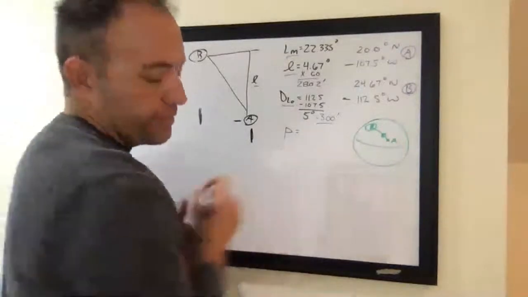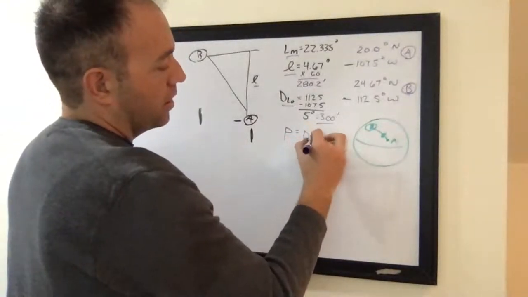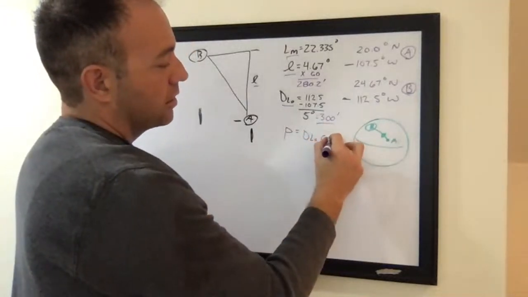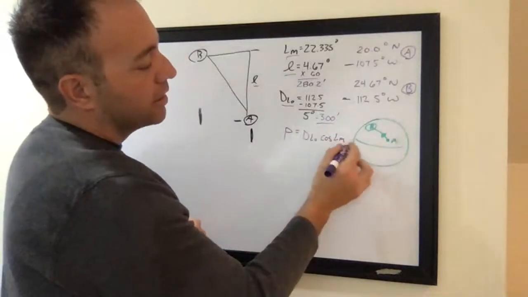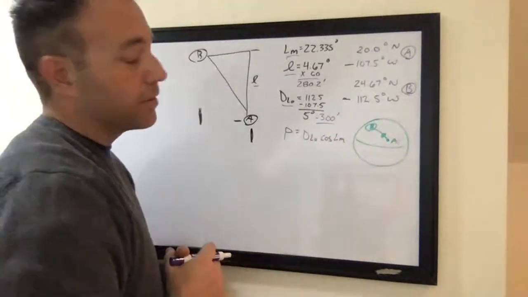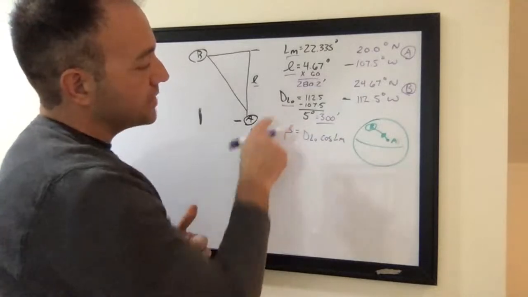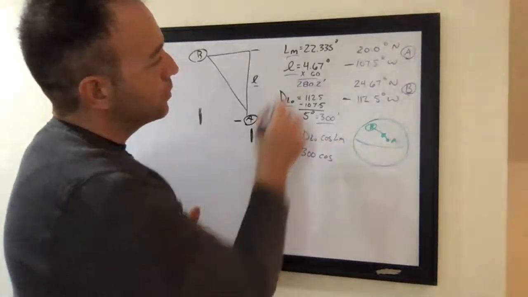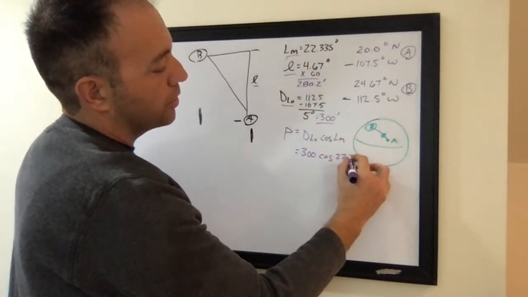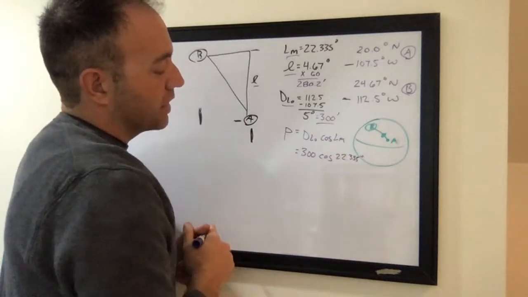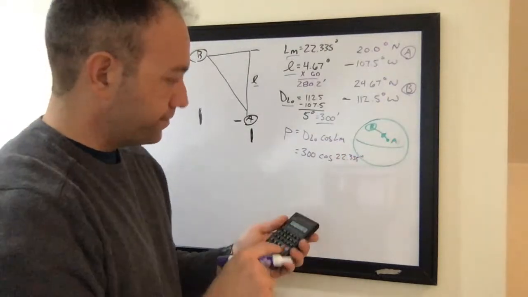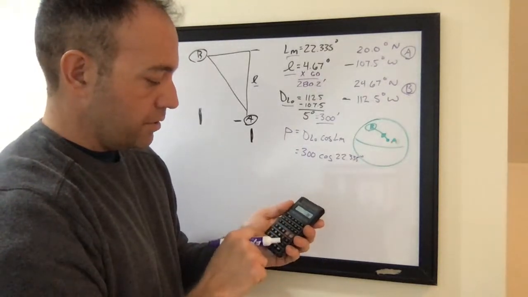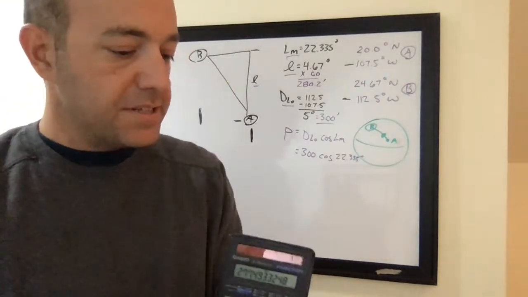So the formula for that is the same as it was for parallel sailings. It's the difference in longitude times the cosine of the mid latitude. Previously, we just did that as latitude for the parallel sailings. So departure. So we've got DLO. So that's going to be equal to 300 times the cosine of LM. And we've got LM, so that's 22.335 degrees. So we can type all that into the calculator, times 300. And we get 277 and a half.